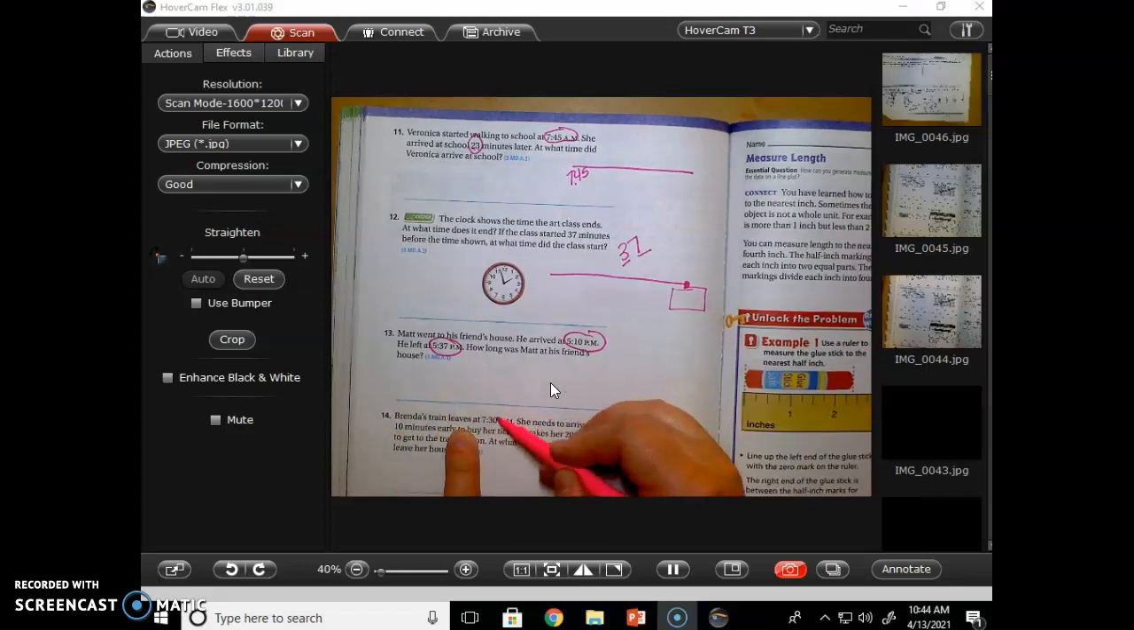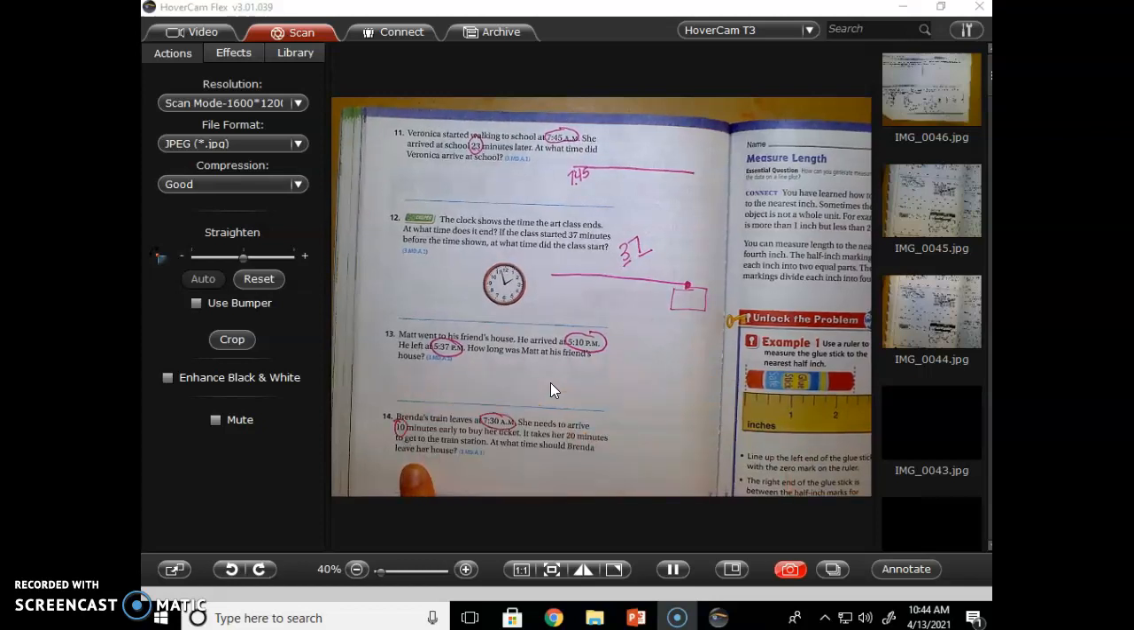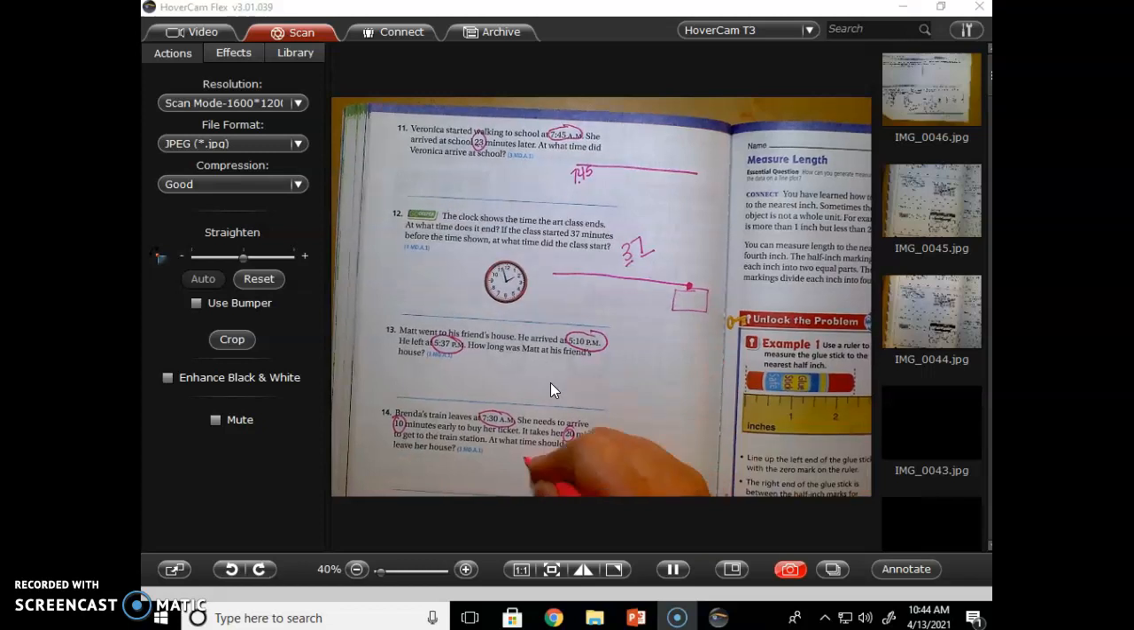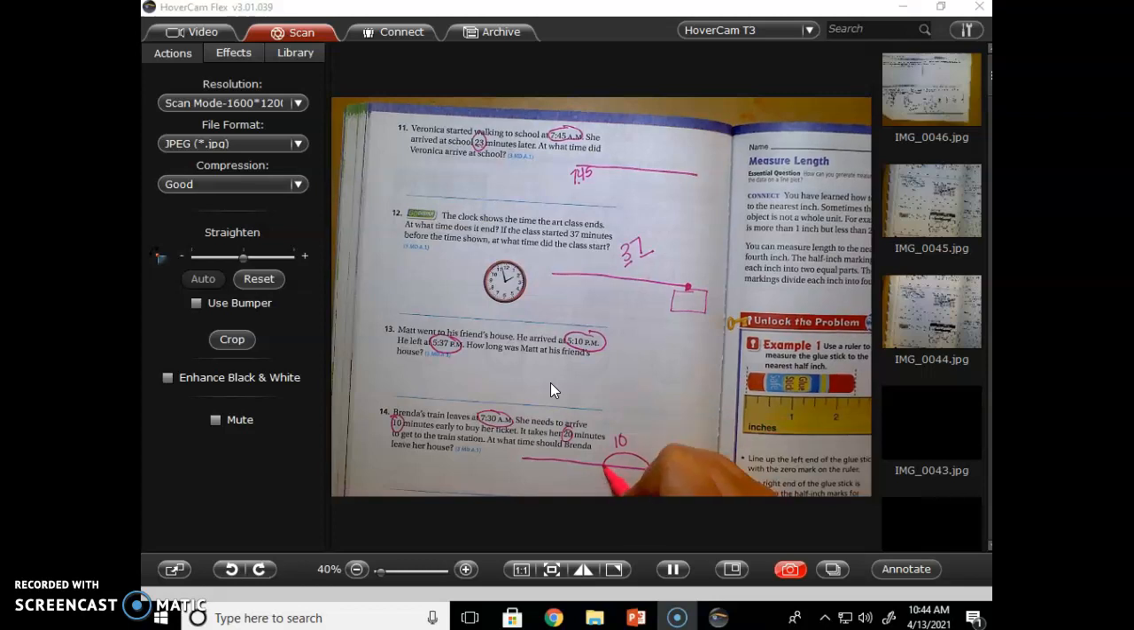Brenda's train leaves at 7:30 a.m. She needs to arrive 10 minutes early to buy her ticket. It takes her 20 minutes to get to the train station. At what time should Brenda leave her house? So we're going to work backwards. Her train's leaving at 7:30. But we need to jump the 10 minutes that she has to arrive early to buy her ticket. And then the 20. You may want to do that in 2 jumps of 10.